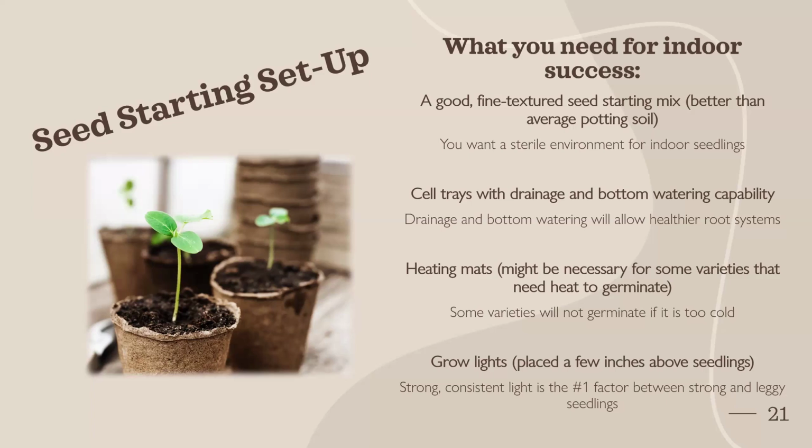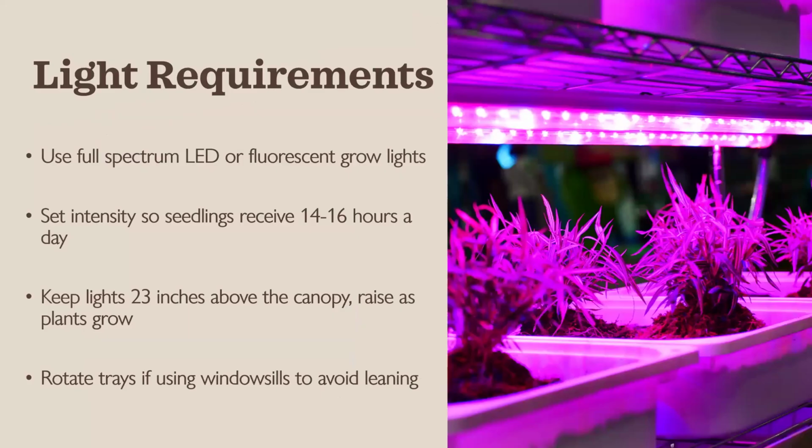And then that leads me to grow lights. Strong, consistent light is the number one factor between strong seedlings and those really leggy, weak seedlings. So, generally speaking, when we have our grow lights, you want to keep those pretty close to the plant. And you want to have them lowered down enough that the plant is only 2 or 3 inches.